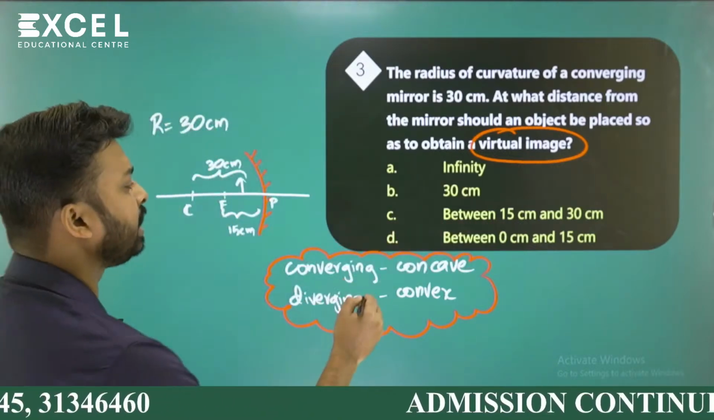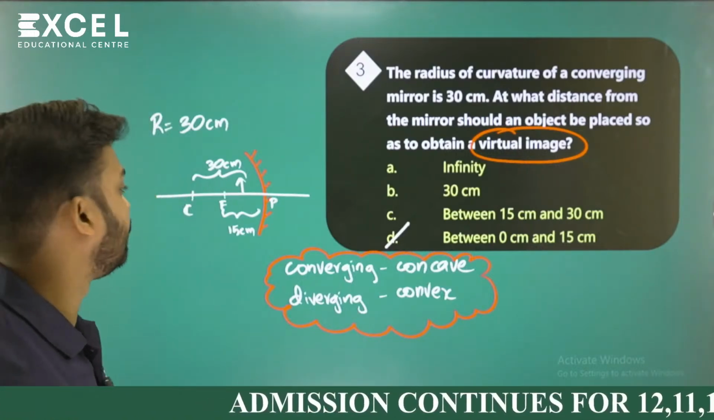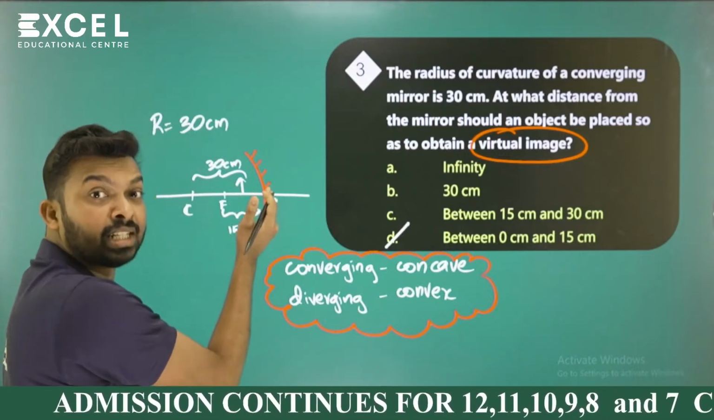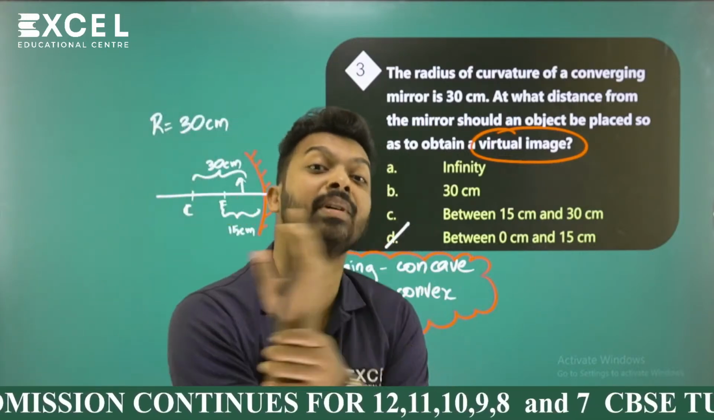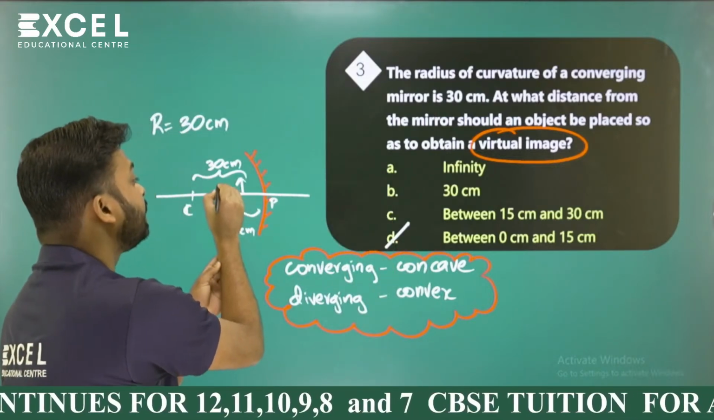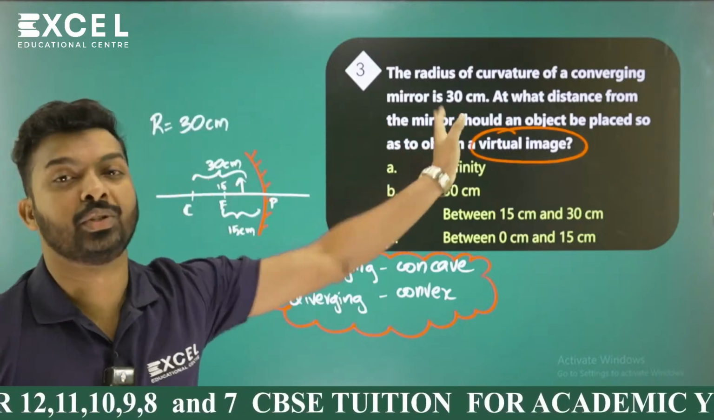Here the last option is between 0 centimeter and 15 centimeter. Hope you have understood that. I should be keeping it here, this is 0. The distance will always be taken from the mirror. So this is 0 and this is 15 centimeter. Understood? So here only I'll be getting a virtual image.